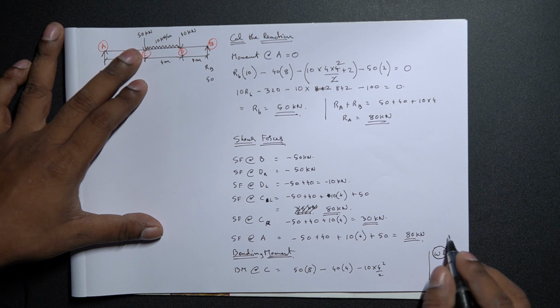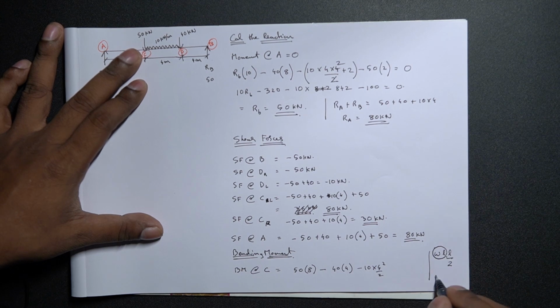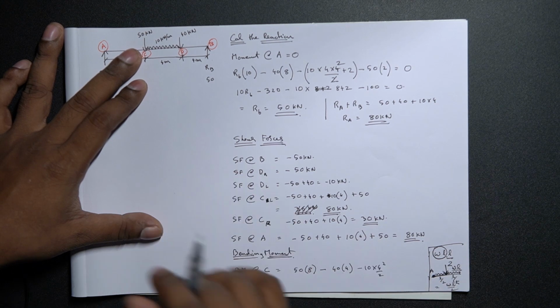When we do WL, the UDL will be converted into point load, and the load acts exactly at the middle of the span, that is length by 2. So in order to calculate the moment, we are basically converting a UDL into a point load and taking the lever arm as L by 2. So if you want to calculate the moment at A, the point load which is converted as WL will be multiplied by the lever arm, which is L by 2. So ultimately you will be left with WL squared by 2. So that is the main principle behind the WL square by 2, which has been used in the problem here.